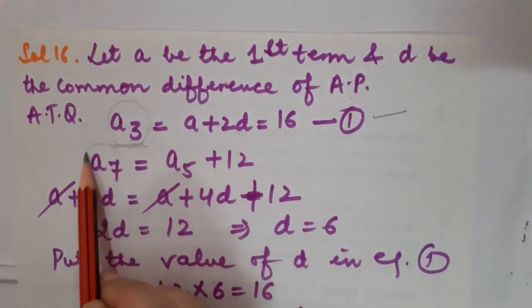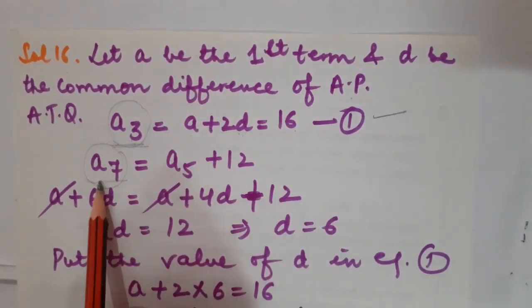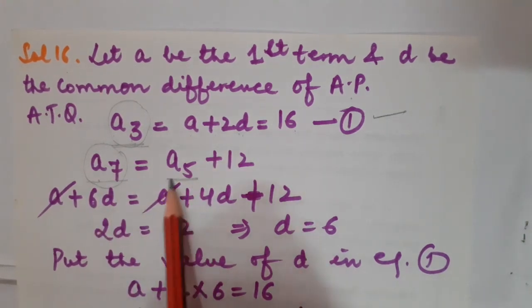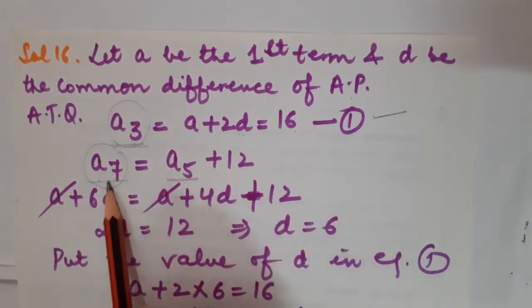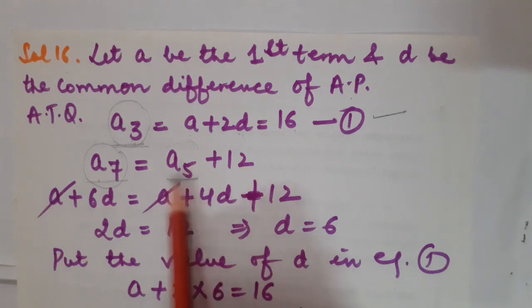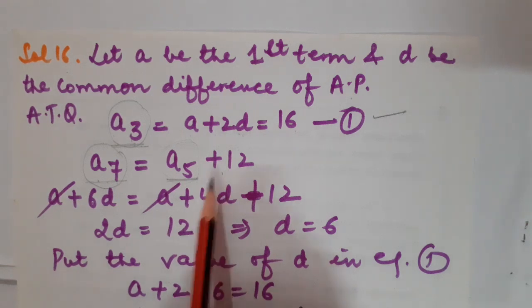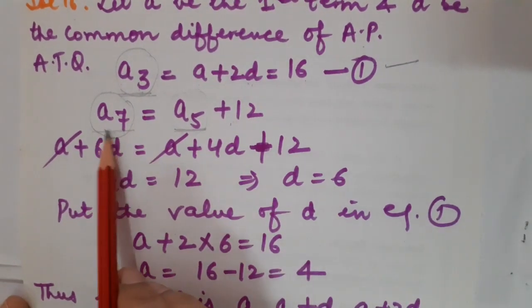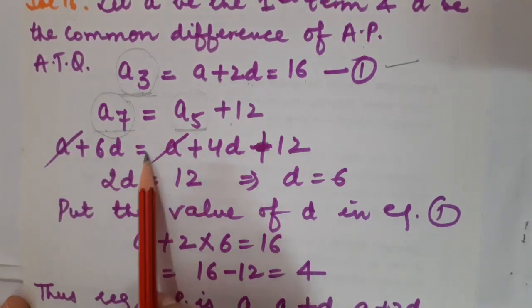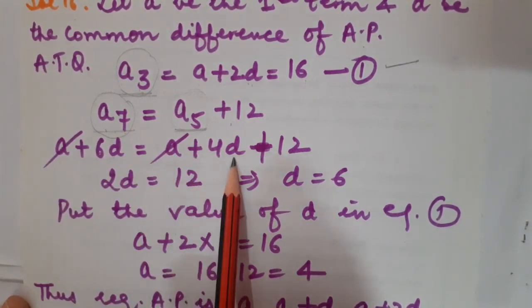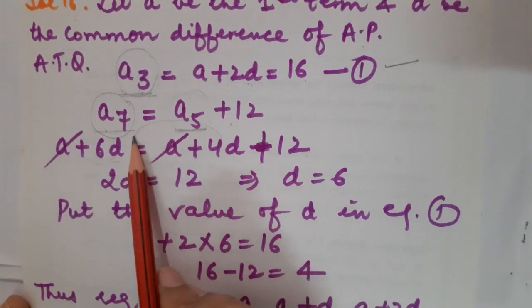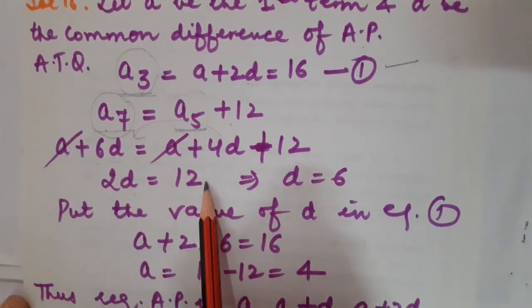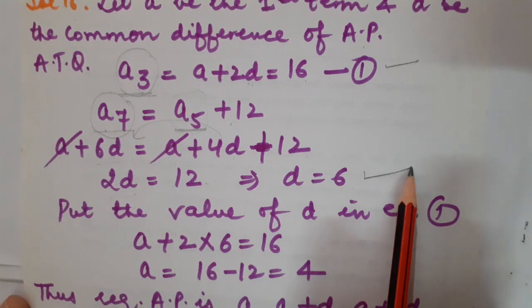Now according to the question, the seventh term exceeds, meaning it is more than the fifth term, A5. By how much is it more? It is more by 12. So definitely 12 will be added to A5 so that both expressions become equal. Correct? Now, how do I write A7? A plus 6D is equal to A5, that is A plus 4D, plus 12. A and A cancel, so 6D minus 4D becomes 2D is equal to 12. So what is the value of D? D is equal to 6.